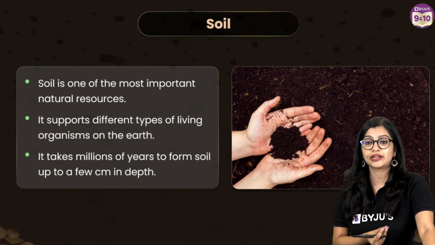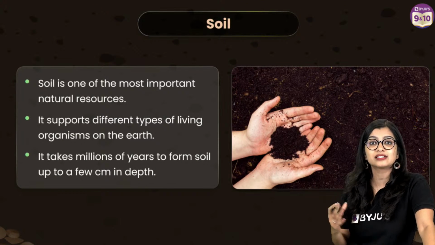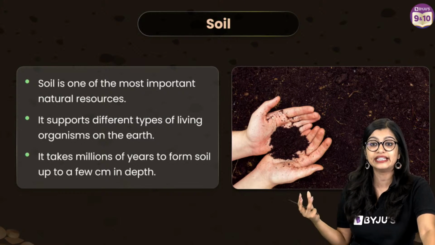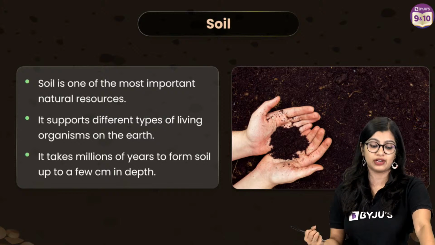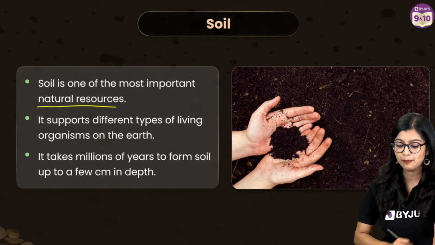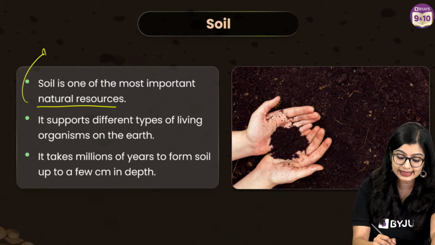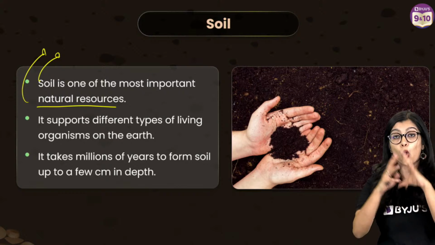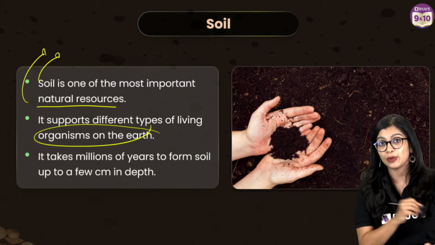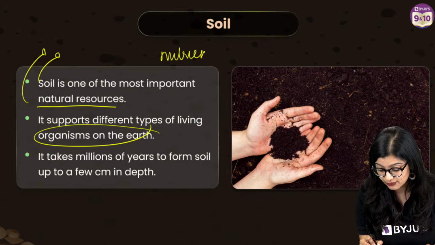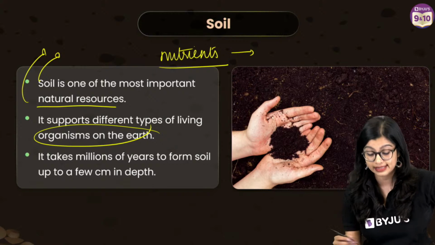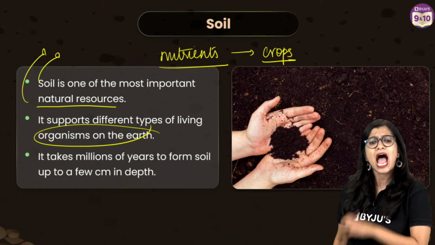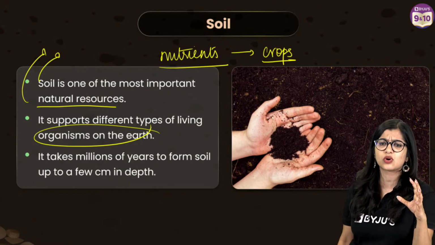Now, soil is an abiotic component. That means it is non-living. But at the same time, we also know that soil is a living system. That means it incorporates a lot of living organisms and it is one of the most important natural resources. Now, why is soil an important natural resource? First and foremost, soil is home to a lot of living organisms. Soil consists of a lot of nutrients, which is necessary for growing crops and practicing agriculture at a large scale. And yes, it is a renewable resource as well.